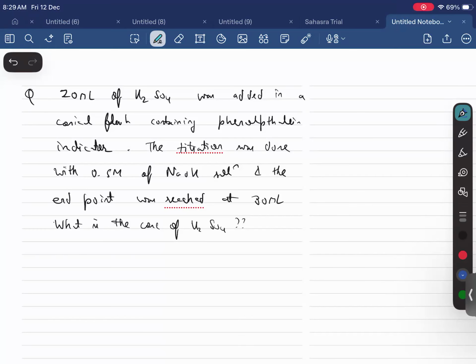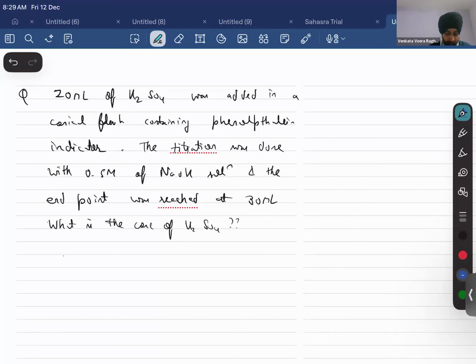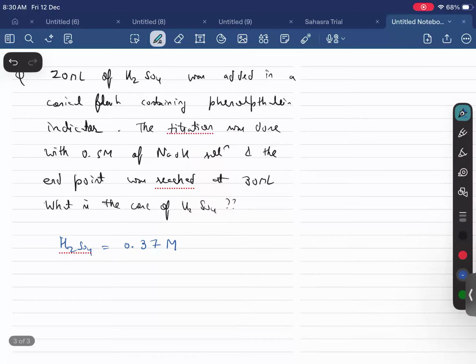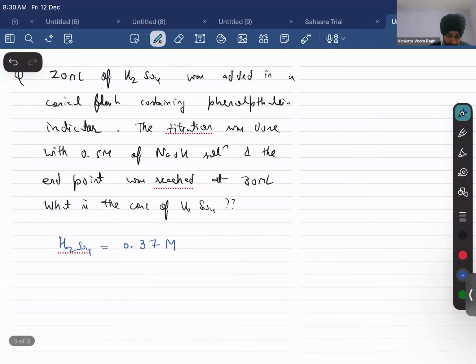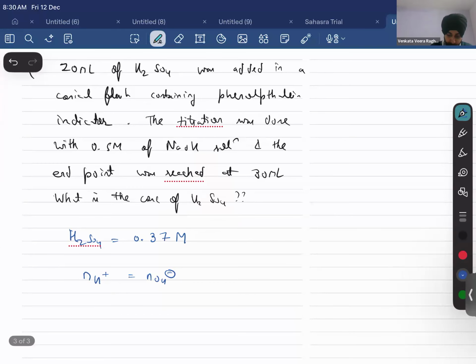So 0.37 is the final answer? Yes, sir. So you are saying the concentration of H2SO4 is coming out to be 0.37 molar? Yes, sir. Let me try it with you then. What you have done is you have equated again moles of H plus equal to moles of OH minus, right?